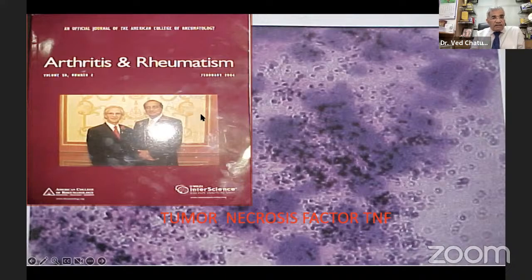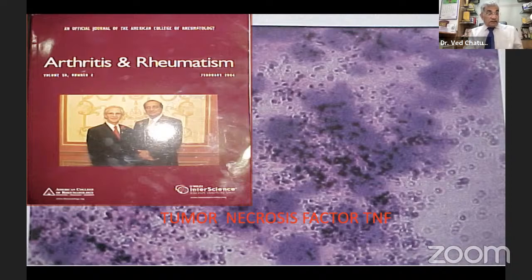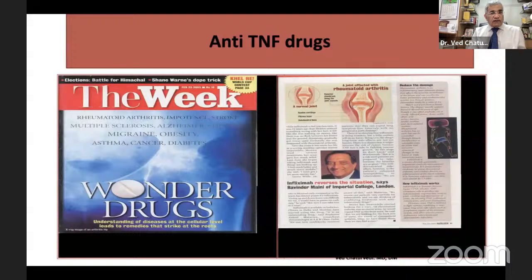The drug was called infliximab, which was against TNF. And this anti-TNF drug was first published by this man called Ravinder Maini and Mark Feldmann, and they came on the main cover of Arthritis and Rheumatism, which was unusual for a scientific journal to carry a photograph on the front page of the journal, and rest is history. And they are called wonder drugs.